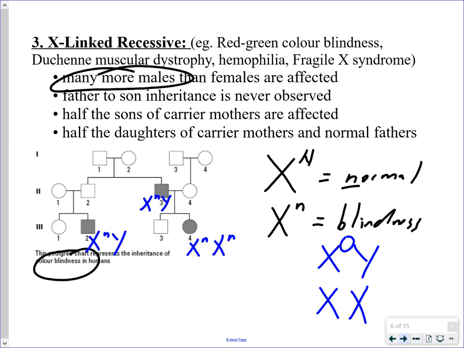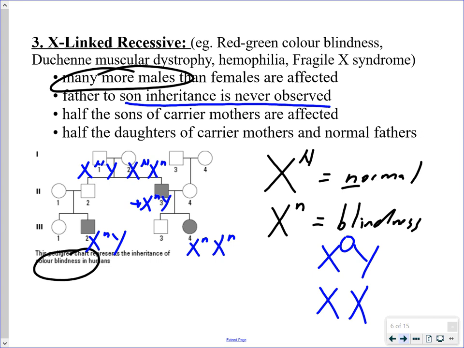So the X chromosome that sons get doesn't come from the father. There is never father to son inheritance observed. So this X chromosome here in the son had to come from mom. Mom has a normal version, so mom has to also have the defective version. Oh, sorry, that one is the male. Male has the normal version and the Y. Female has a normal version and also the mutated version as well.